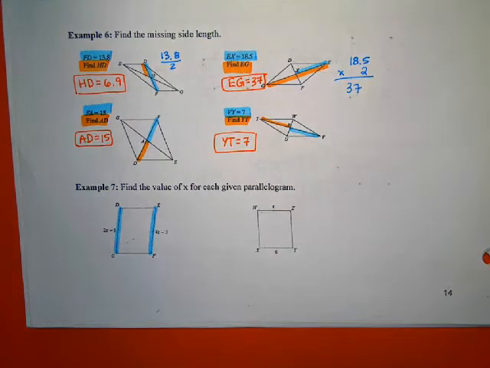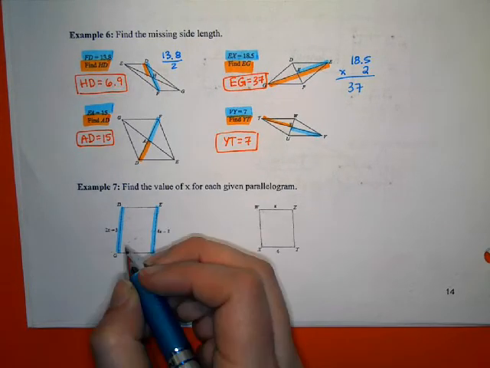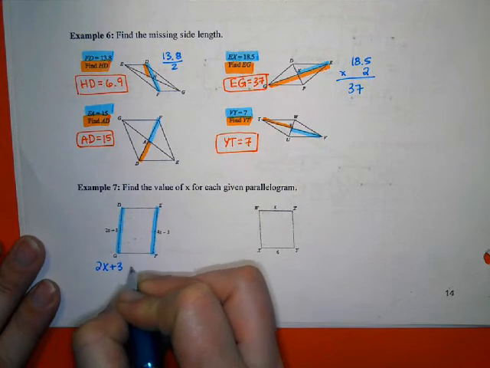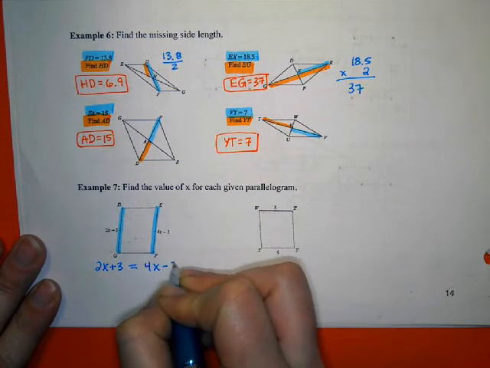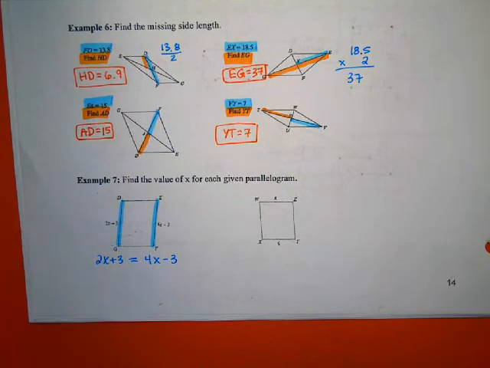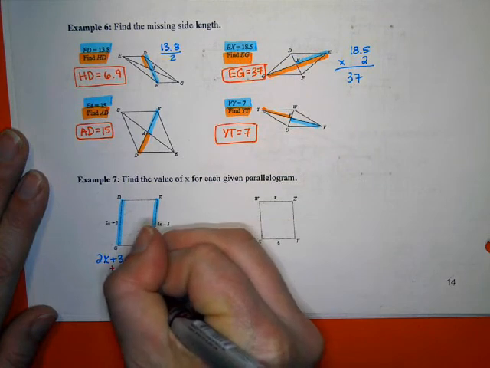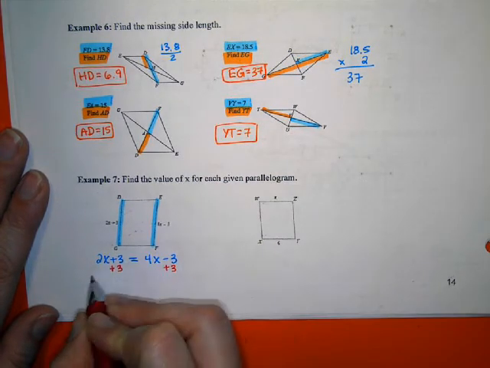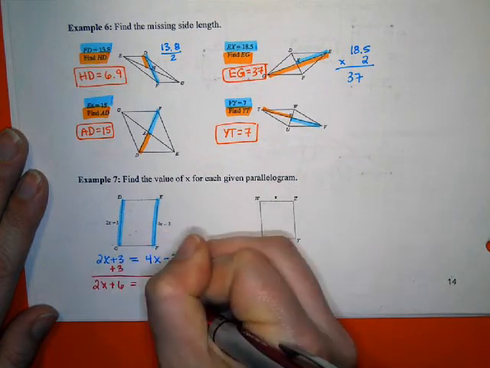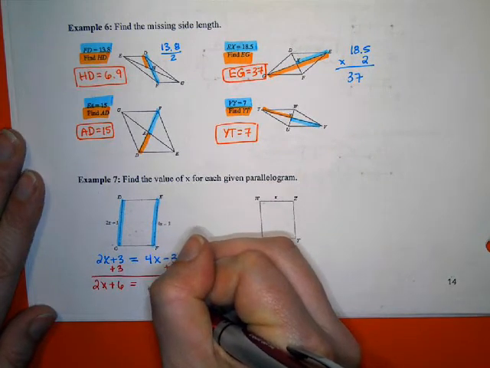Alright, example 7. I am given this length and this length, and I need to solve for x. What do you think we're going to do with the 2x plus 3? Yep. 2x plus 3 equals 4x minus 3. What do you want to add or subtract first?